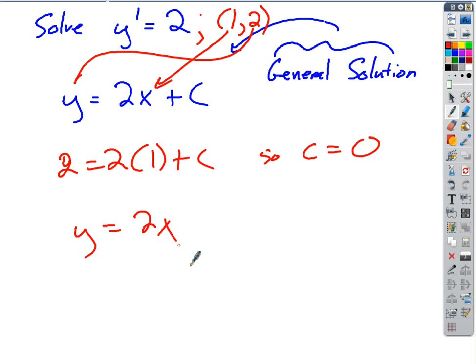Right, okay, now this is what we call a particular solution, because it is particular. We're being very particular about our answer. It has to be the exact particular one that meets that particular criterion.